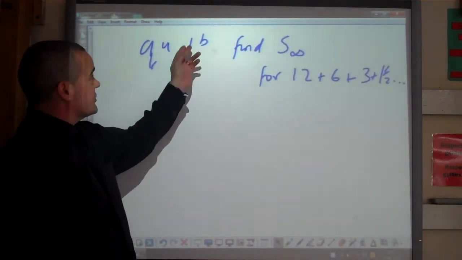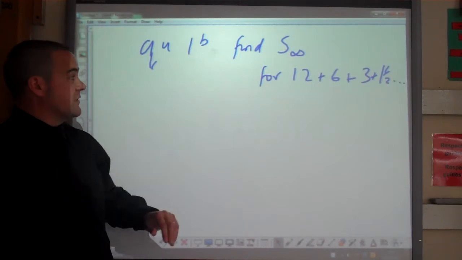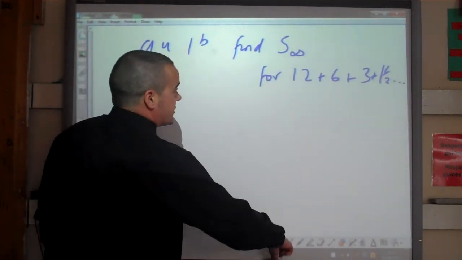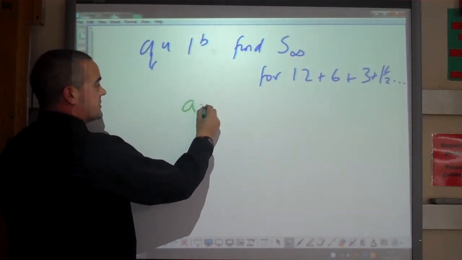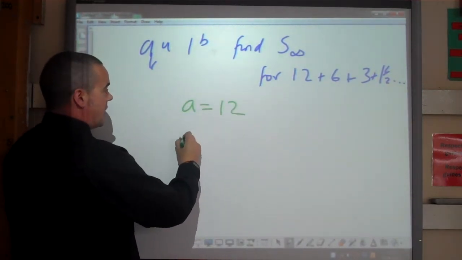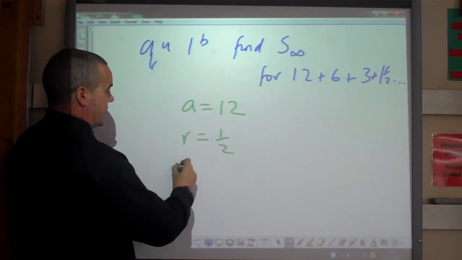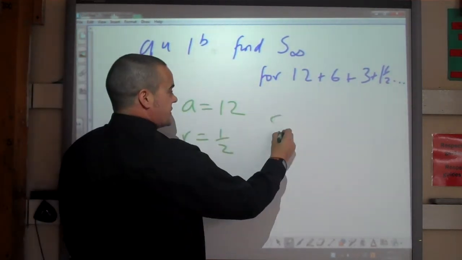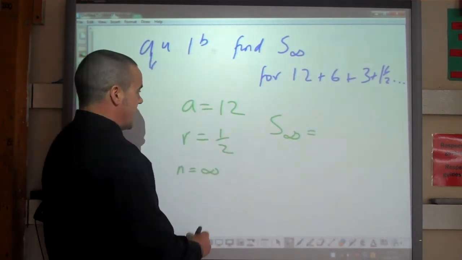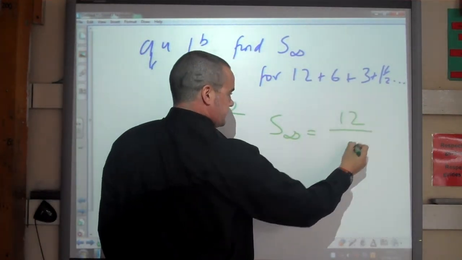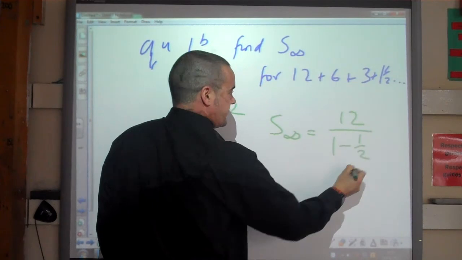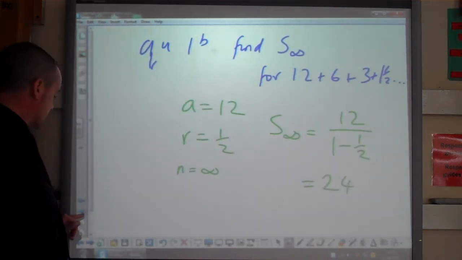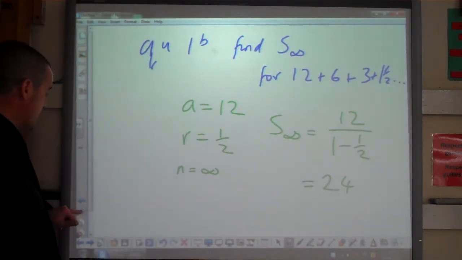Okay, so the first question is question 1b. I want to find S infinity for this sequence here. So as always, you write down what we have. So a is equal to 12, r is equal to a half, and obviously n we know is infinite. Okay, so I can say S infinity is equal to a over 1 minus r, 12 over 1 minus a half, which is 24. Okay, that should be easy. You can do question 1 now.